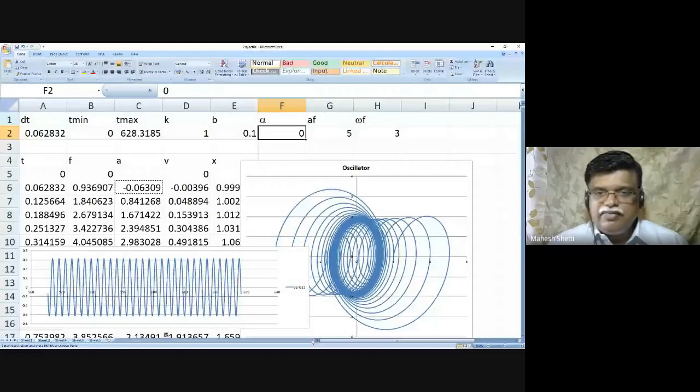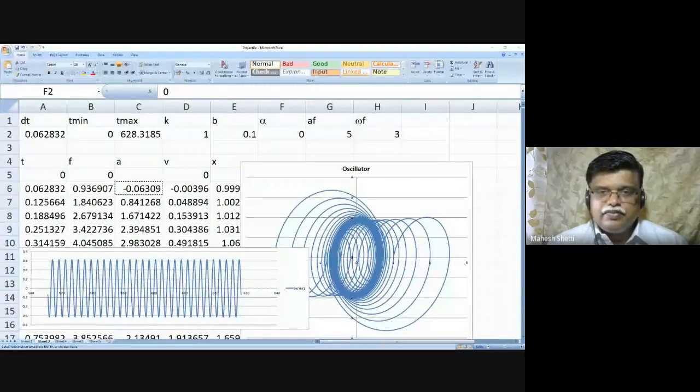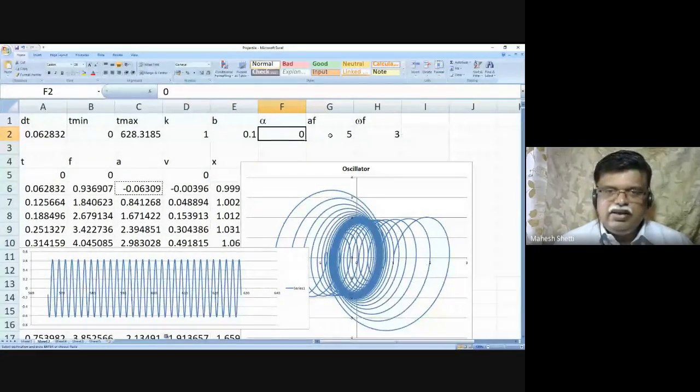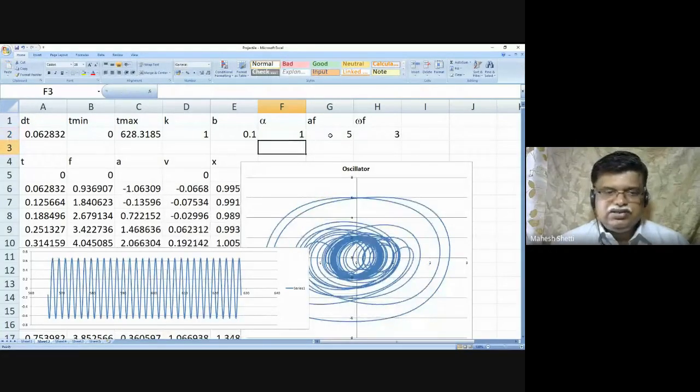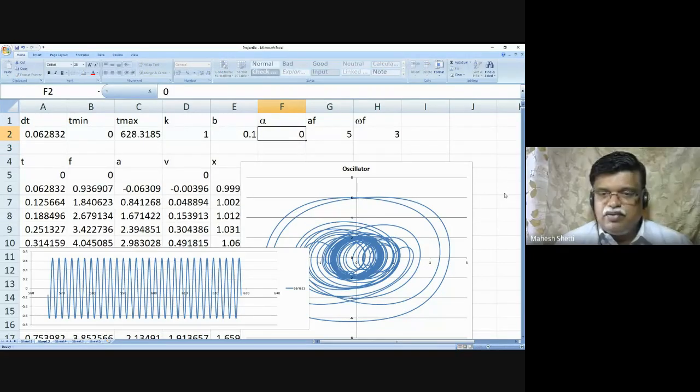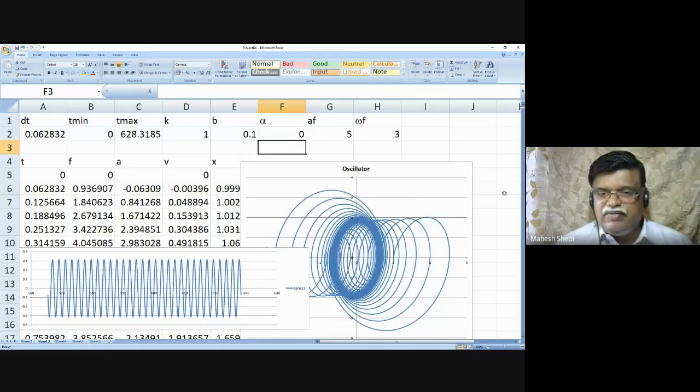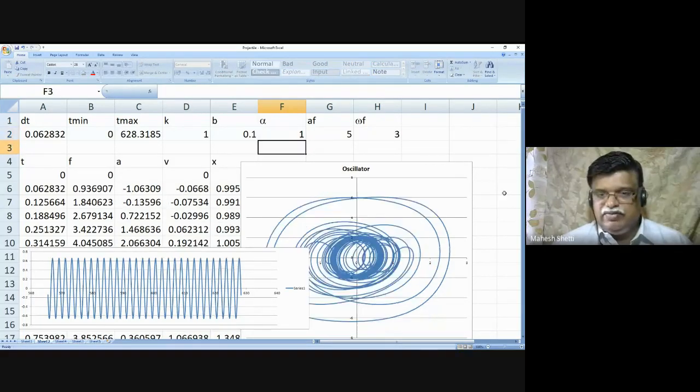I hope this is still visible. So now let me increase the value of alpha. Let me make it 1. And what you observe is there is a small change. The shape of this ellipse changed. When it was 0, the shape was different. So you see the velocity remains the same, but displacement has changed here. Velocity was between plus minus 2, that has effectively remained the same, but the displacement value has changed.